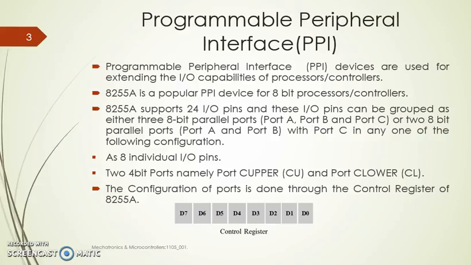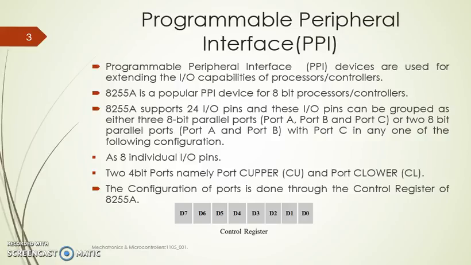8255 has 24 I/O pins, and these I/O pins are grouped into three I/O ports, namely port A, port B, and port C. Port A and port B can be used as two 8-bit ports. Port C can be used either as a single 8-bit port or as two 4-bit ports, namely port C upper and port C lower.